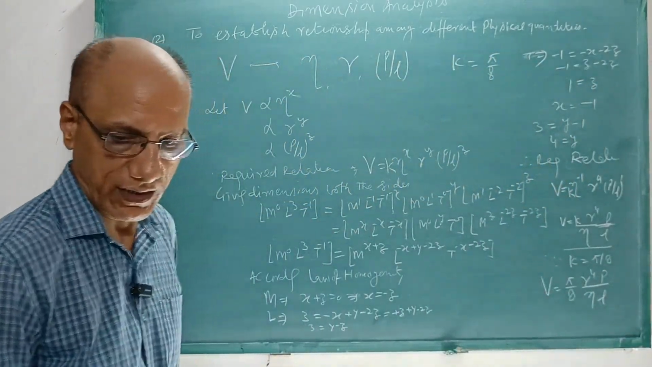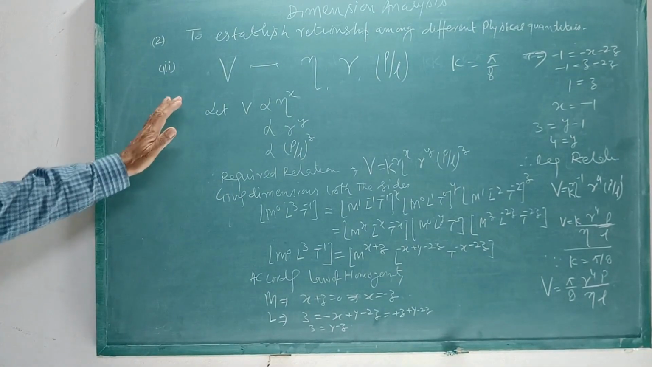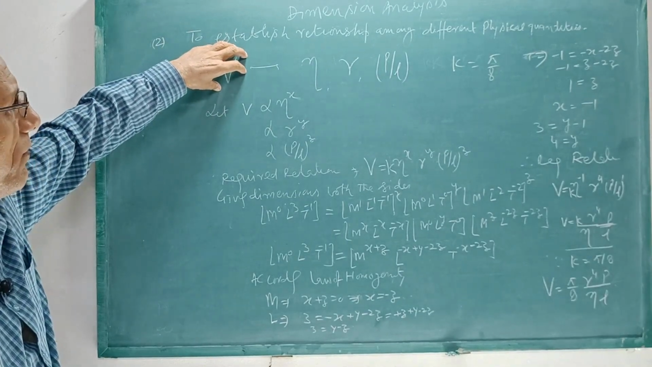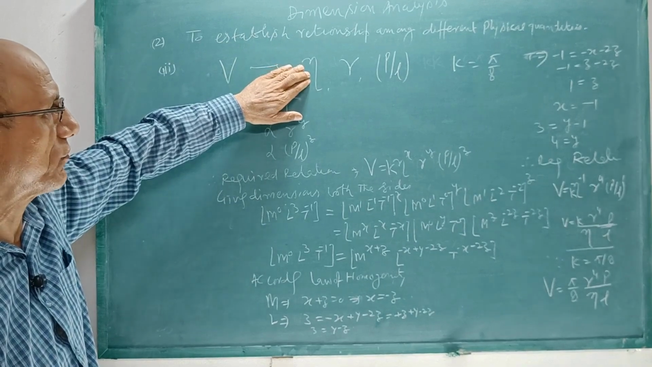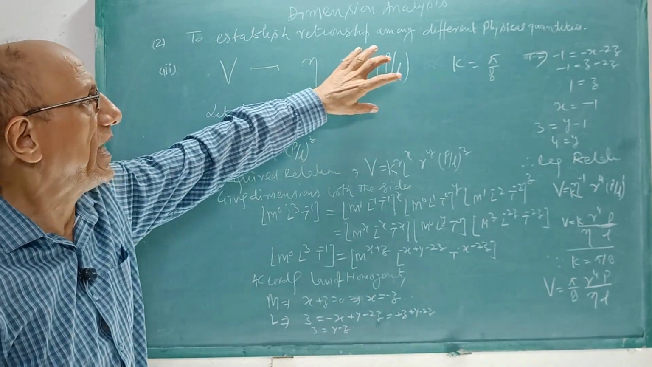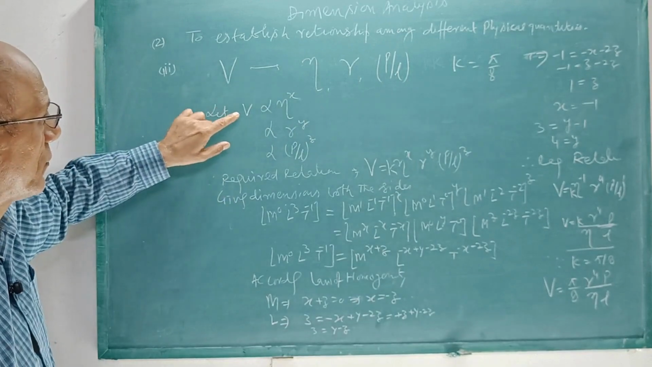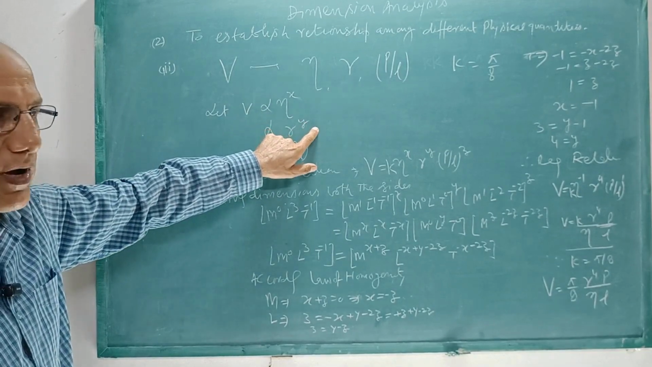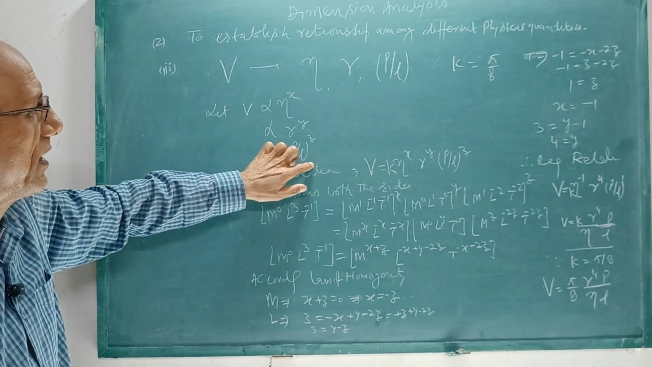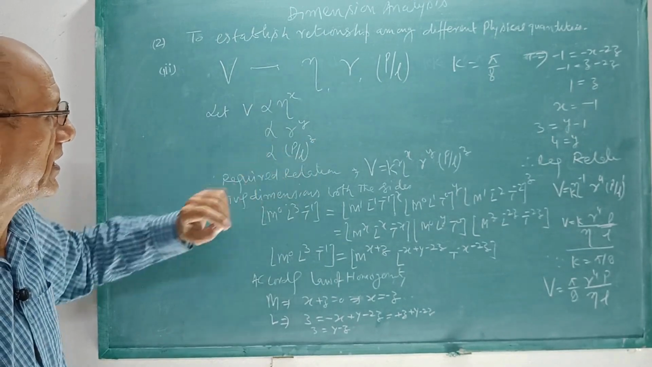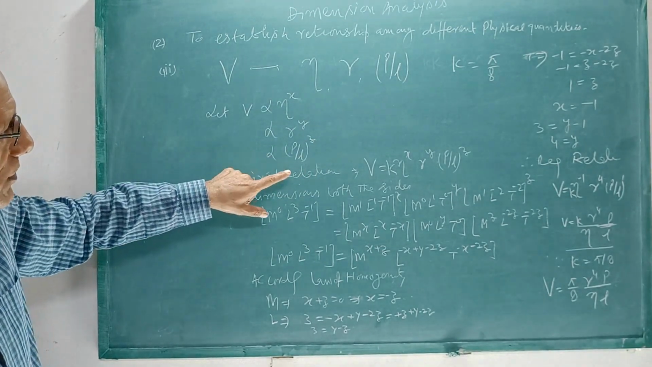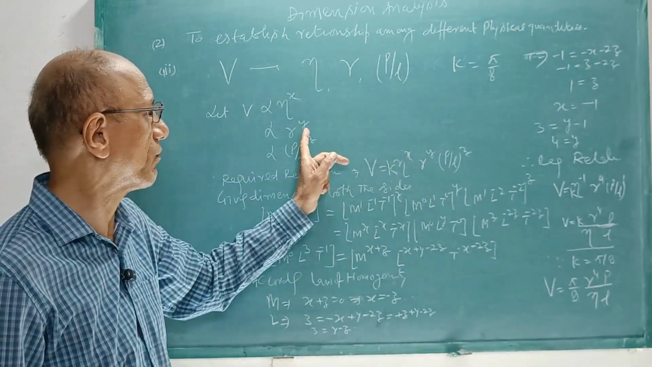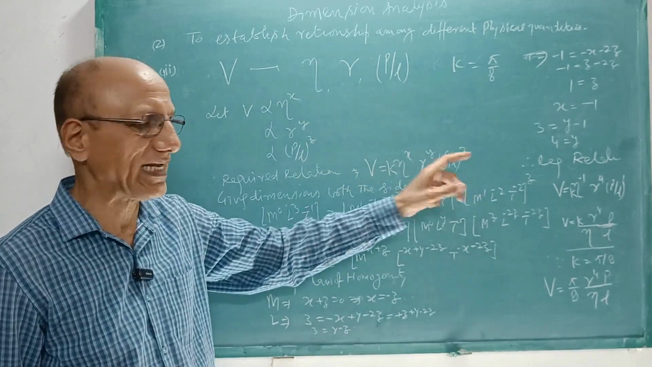So this is the relation, and now we can see again this rate of flow through pipes is depending on the viscosity coefficient, radius of the pipe and the pressure gradient. So let V be proportional to eta power x, V proportional to r power y, and V proportional to p by l to the power z. This is the pressure gradient. Now the required relation will be V equals some proportionality constant k, eta power x, r raised to power y and p by l raised to power z.